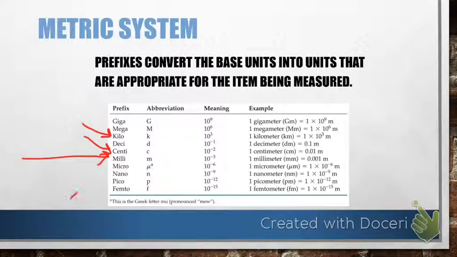Many times you hear about the term nanotechnology, which just refers to something being very, very small. But a nano is 1 times 10 to the minus 9. So it's going to take 10 to the power 9 nanometers to make 1 meter. Make sure you understand how these prefixes work.